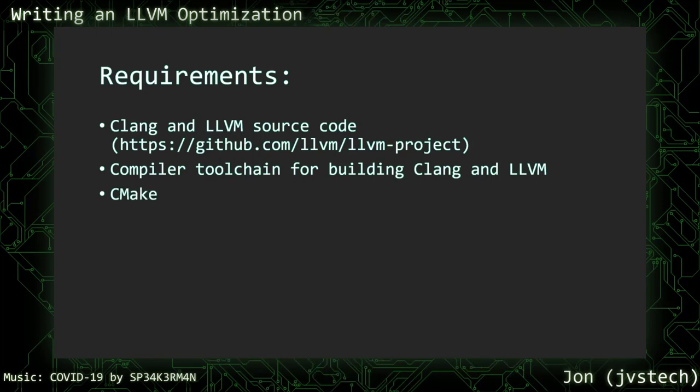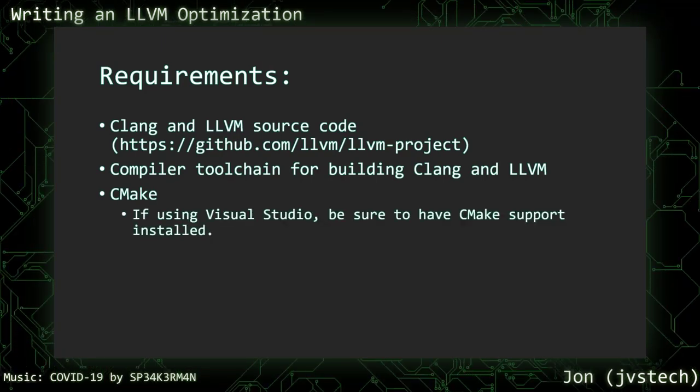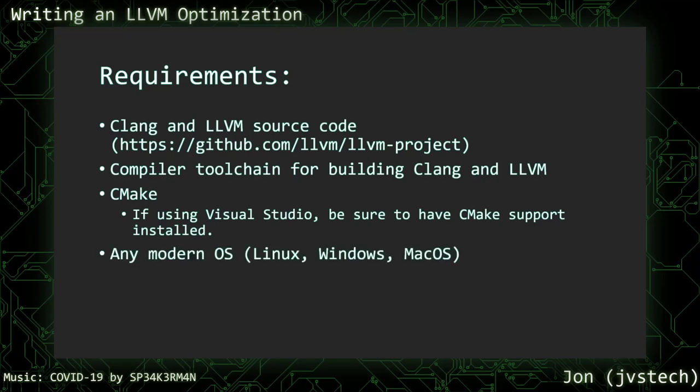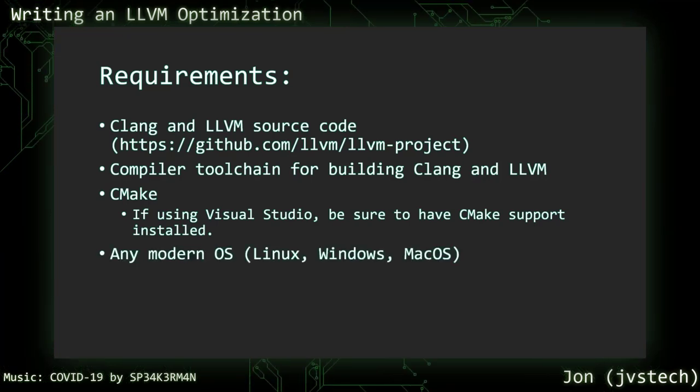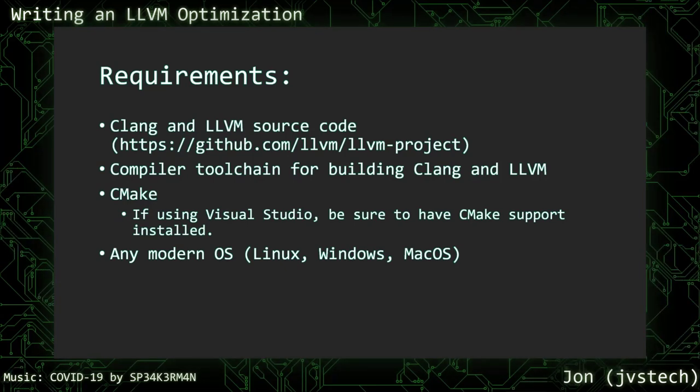Along with your compiler toolchain, you're going to need CMake version 3.4.3. But again, I strongly recommend the latest version. If you're using Visual Studio, make sure you have CMake support installed. Finally, you'll need to be running any modern operating system. I'll be using both Ubuntu Linux 18 and Windows 10.